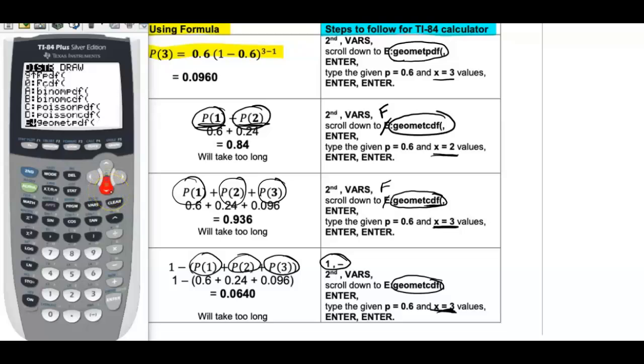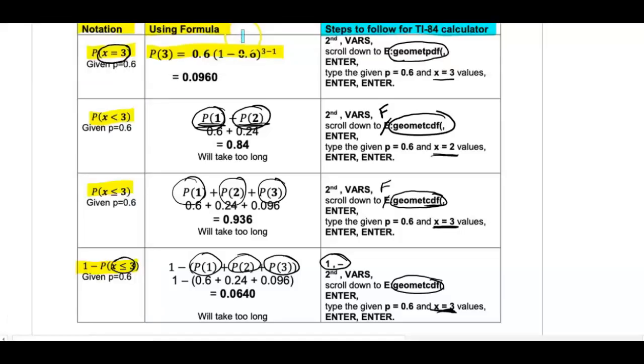And we find the geometric PDF, hit enter. We're going to have a p-value of 6/10, enter, an x value of 3, enter, enter. Now you see it entered on your calculator, enter for answer, and we have 0.96. This is the answer you see right here.